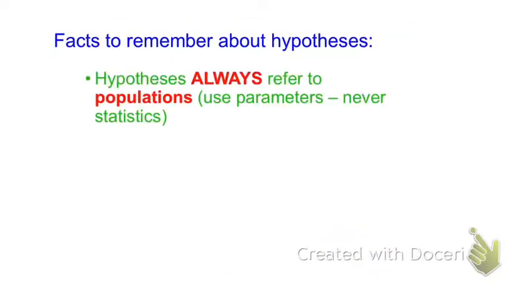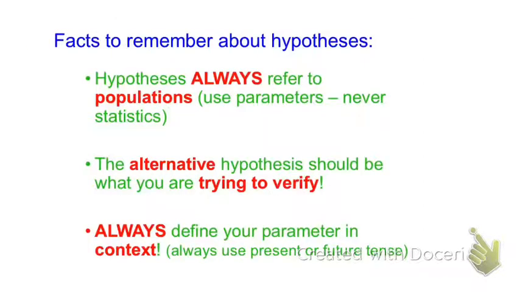So, 3 facts to remember about hypotheses. Hypotheses always refer to populations, not samples. The alternative hypothesis should be what you're trying to verify, what you believe to be true, compared to what society believes to be true. And thirdly, we're always going to define our parameter in context.